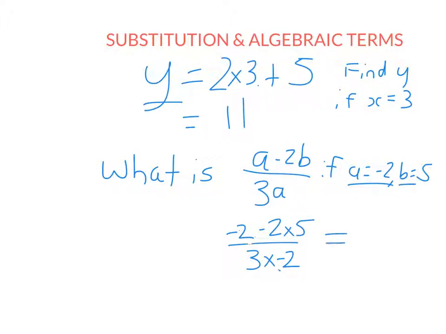So the value of this expression is minus 2 times 5. Remember, I have to do the multiplication first. And on the bottom, I get minus 6. So minus 2 minus 10 is negative 12. Divide by negative 6 and you get positive 2. So that is the value of the expression. How easy is that? Now we're going to look at algebraic terms.